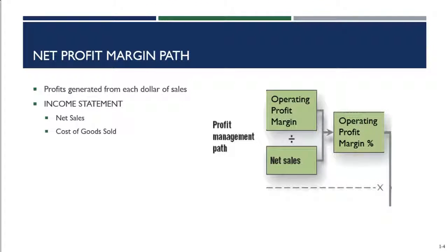The second component that we look at when we're measuring the profit margin path would be the cost of goods sold. Cost of goods sold is the amount that the retailer pays to their vendor or their supplier for the merchandise that they're going to be selling in the store. A third component that we look at is the gross margin. So when we're calculating gross margin, we have to also look at the operating profit margin.